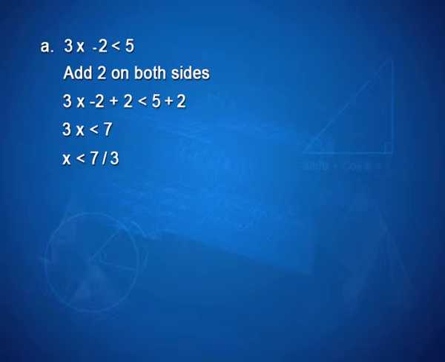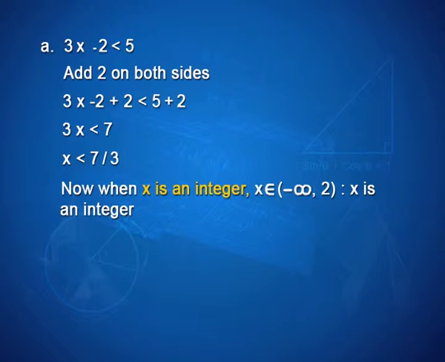Now, the first part says that we have to solve for x when x is an integer. That is, when x is less than 7 by 3, all the integers less than 7 by 3 would be included in my answer. Now, when x has to be expressed in terms of an interval, x would belong to the interval open at minus infinity and closed at 2. Now, the interval is closed at 2, although the inequality was x strictly less than 7 by 3.